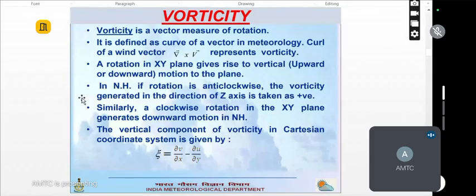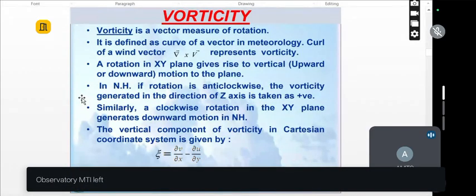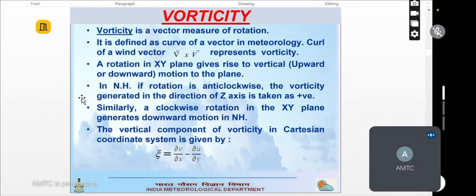We need not put much weight on the rest, just remember. In the northern hemisphere, anti-clockwise rotation is a positive rotation. It is cyclonic. And clockwise is negative, with a downward motion. So this concept of cyclonic vorticity, you should not mix with other concepts. These are separate concepts. You should remember this.